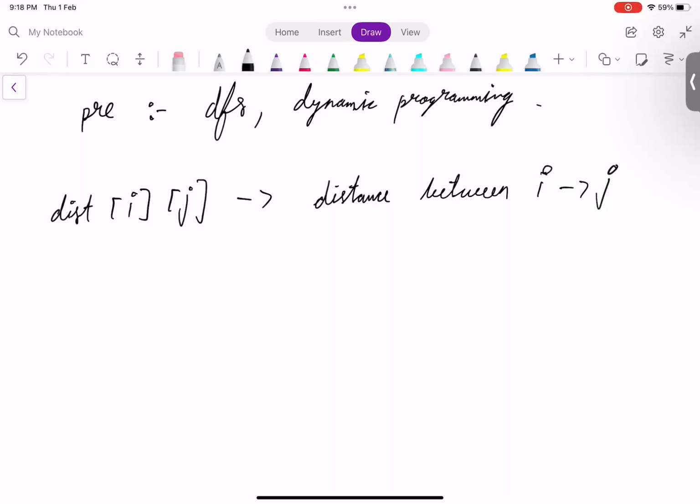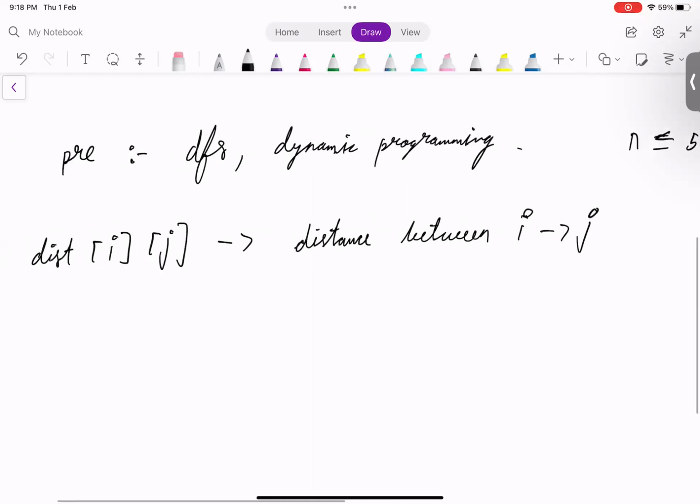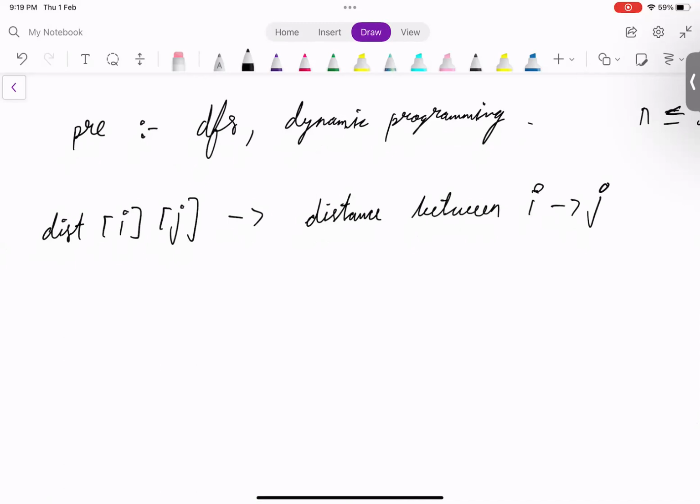Here, if we look at the constraints, they are just 5,000, so the number of nodes can only be up to 5,000. Because it's 5,000, what we can do is fix a node and do a DFS and find this distance out. Whatever distance we find is the shortest distance between i and j. To calculate this, just fix i and then do a DFS. By doing this, we'll get the distance from i to every node.